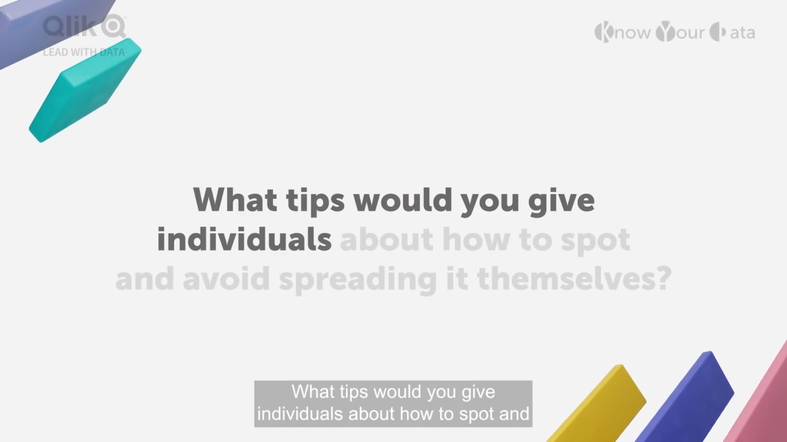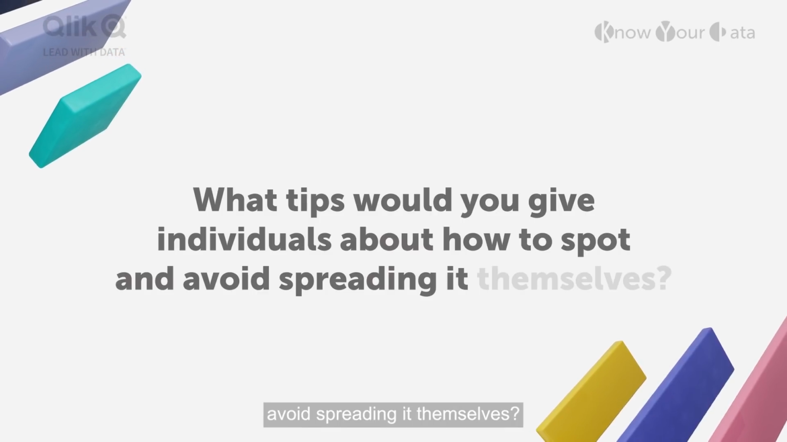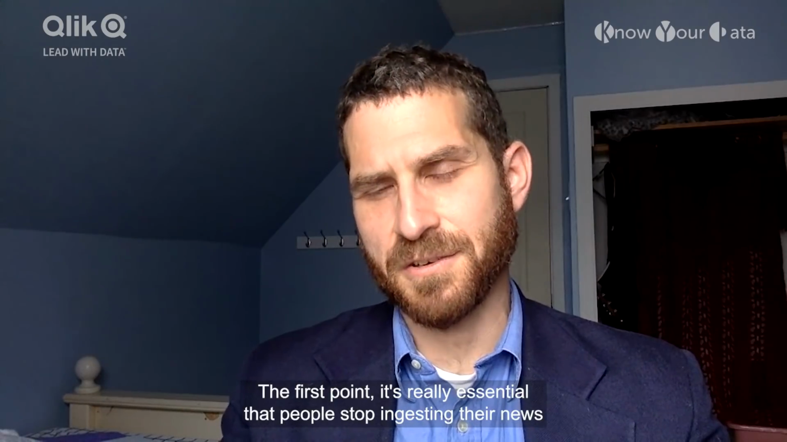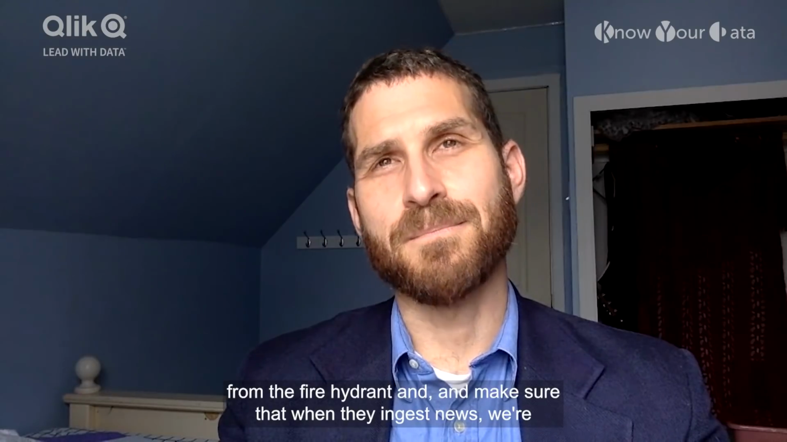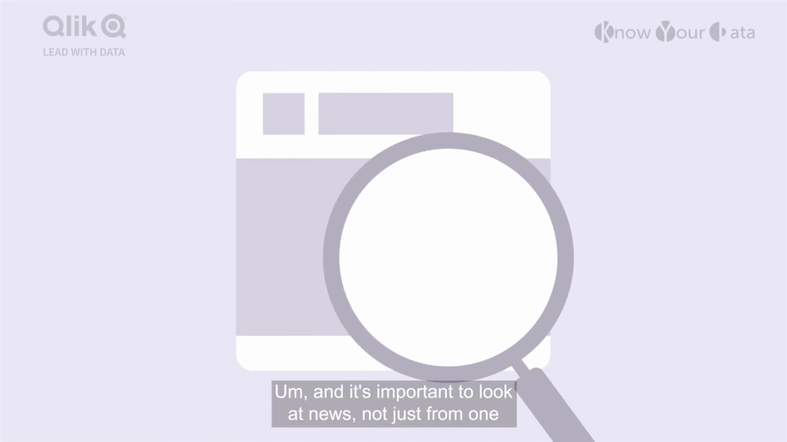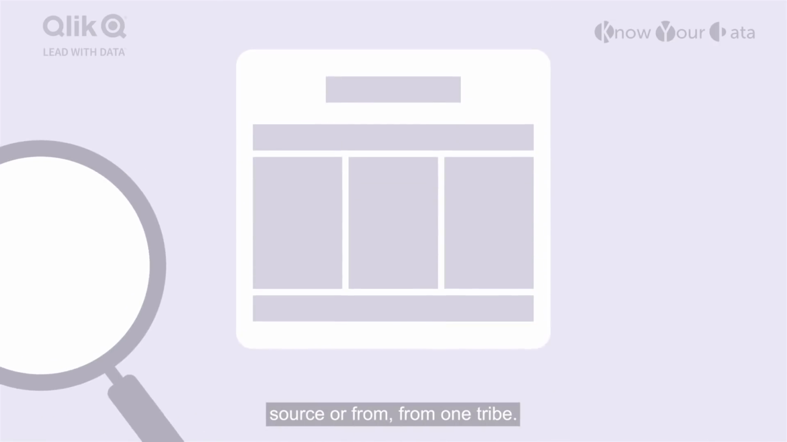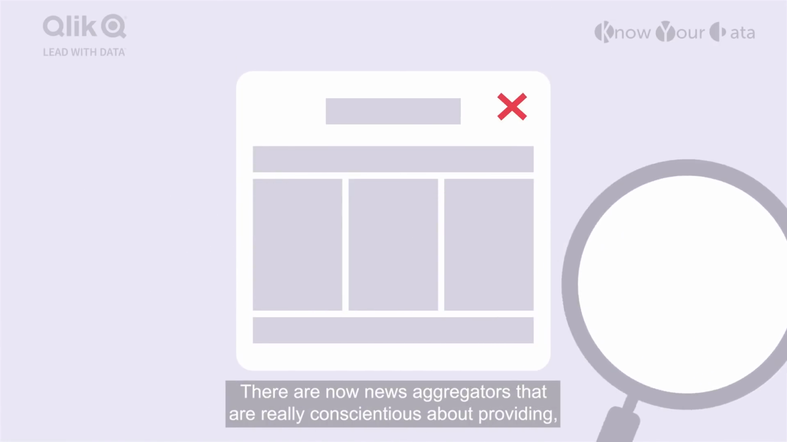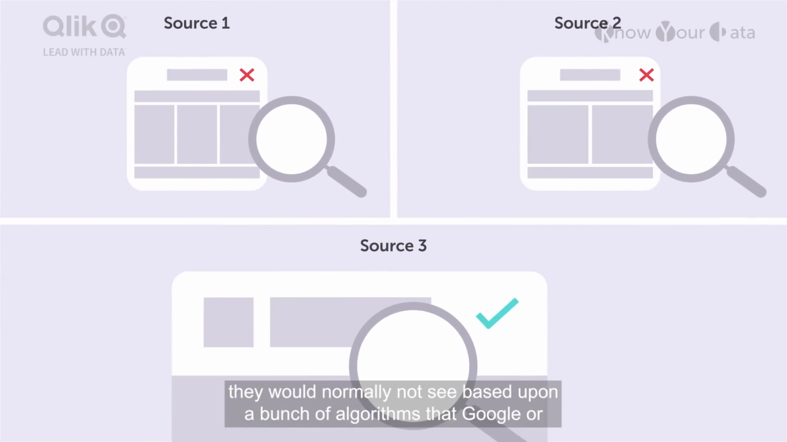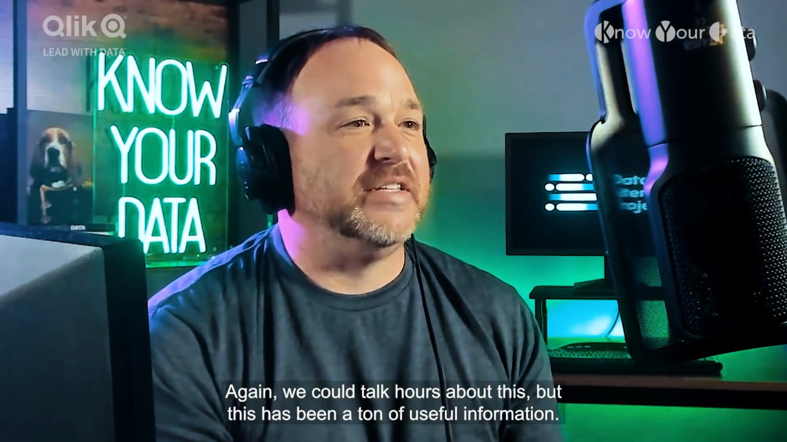What tips would you give individuals about how to spot and avoid spreading it themselves? The first point, it's really essential that people stop ingesting their news from the fire hydrant and make sure that when they ingest news, we're really thinking critically and putting on our critical thinking hats. And it's important to look at news not just from one source or from one tribe, but there are now news aggregators that are really conscientious about providing news angles from both sides, so that people are actually seeing news that they would normally not see based upon a bunch of algorithms that Google or some other group designates for you. Again, we could talk hours about this, but this has been a ton of useful information.